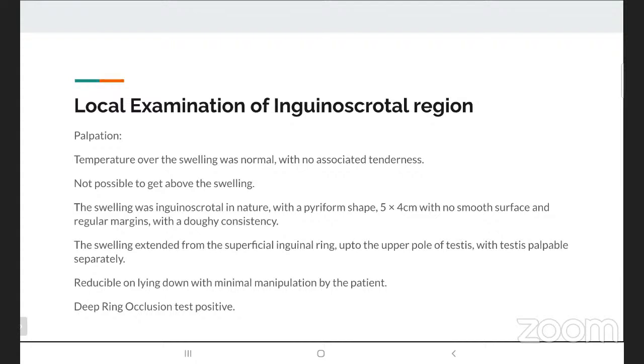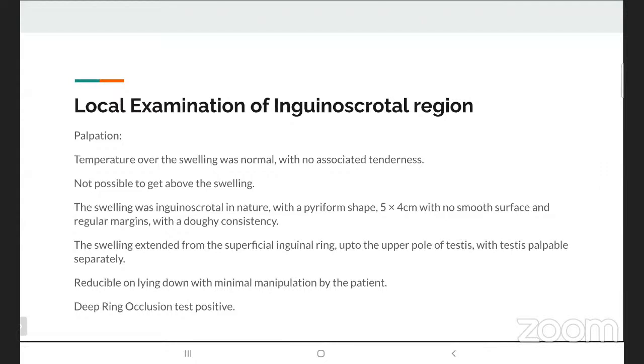What do you mean by pyriform shape? Yes, sir. The swelling is constricted in the upper region, in the inguinal region, whereas it becomes enlarged when it comes down to the scrotum. It forms a pyriform shape. Oh, yes, the top upper limit is 5 centimeter, lower limit is 4 centimeter.